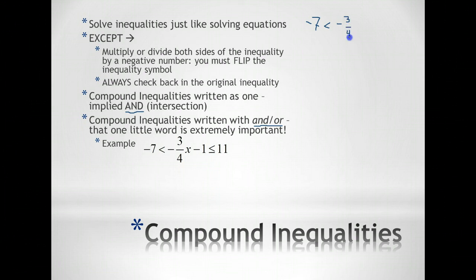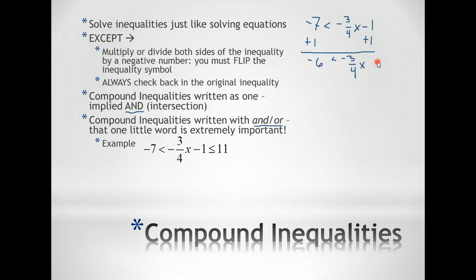First, I solve the one on the left. So -7 is less than -3/4 x minus 1. So the first thing I'll do is I'll add 1 to both sides. And so I get -6 is less than -3/4 x.